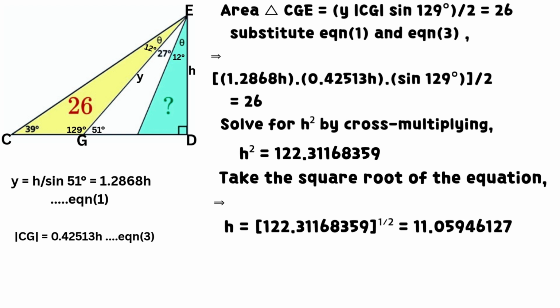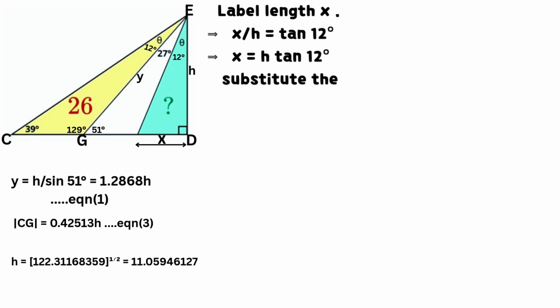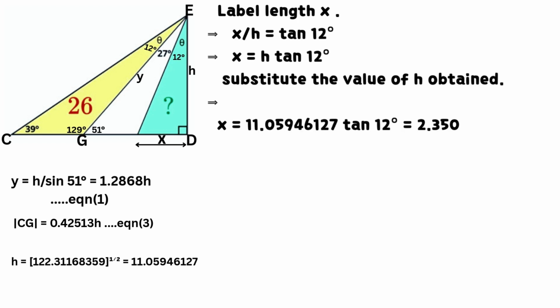We have that H equals the square root of 122.31168359, which equals 11.05946127, to 8 decimal places. Label length x. This implies that x divided by h equals tan 12 degrees. This implies that x equals h times tan 12 degrees. Substitute the value of h obtained.